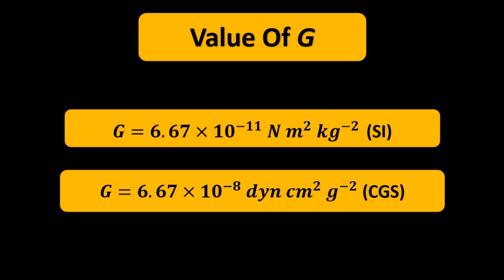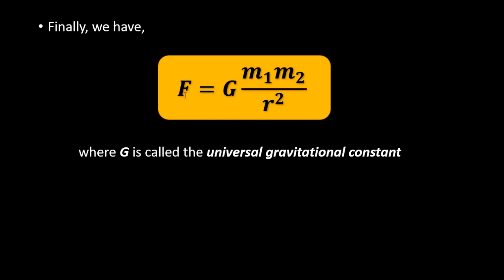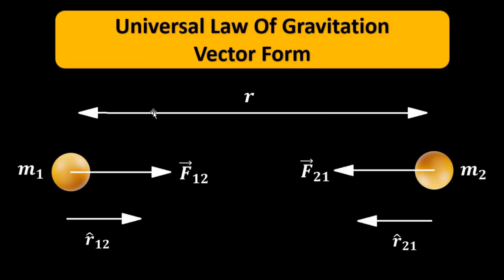This is in scalar form. This is the scalar representation. As force is a vector, we have to represent it in vector form. So for the vector representation, let there be two masses, m1 and m2. Now these two masses are at a distance of r away from each other.